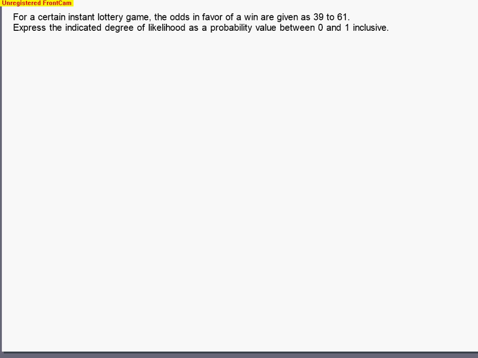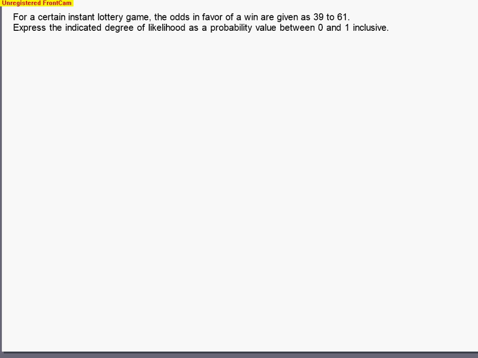Okay, hello everyone. Here's a question from your homework, number 8. It has to do with odds. It says here, for a certain instant lottery game, the odds in favor of a win are given as 39 to 61. Express the indicated degree of likelihood as a probability value between 0 and 1 exclusive.